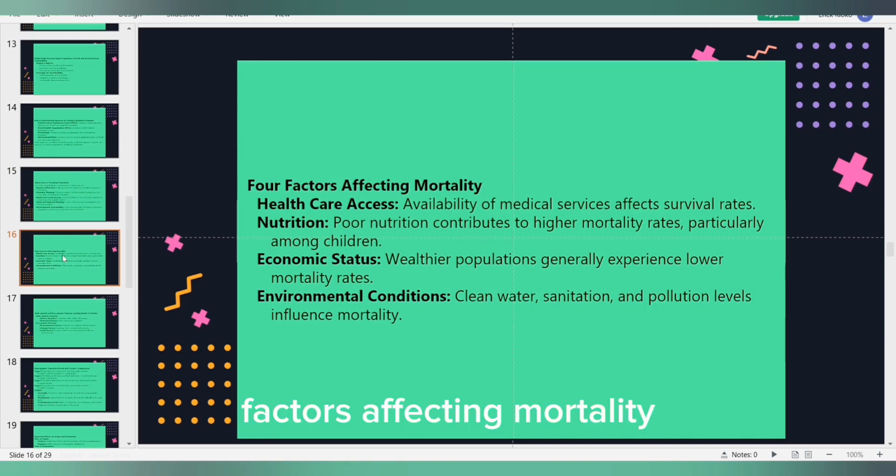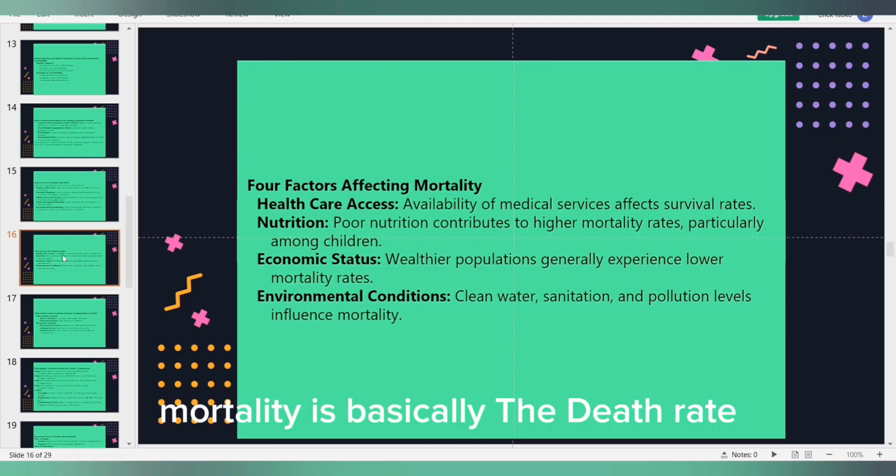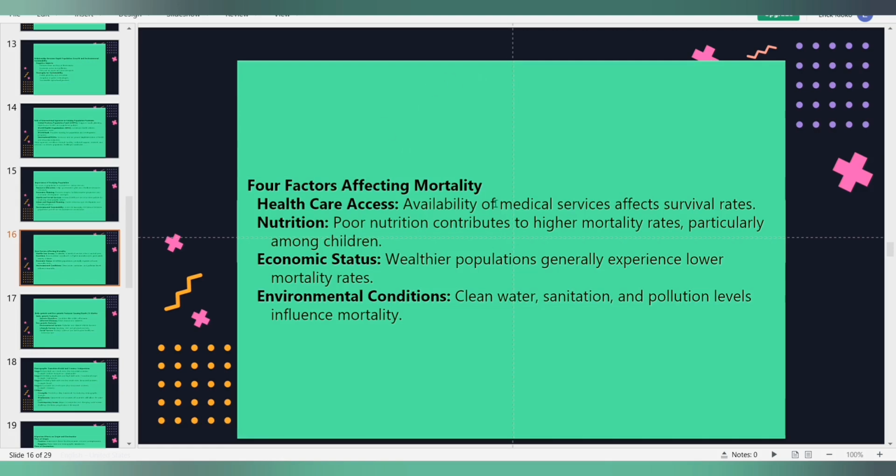Factors affecting mortality. Of course, we have healthcare, nutrition, economic status, and environmental conditions. Mortality is basically the death rate. What causes deaths in a population? Healthcare. If it is poor, we are likely to have more deaths. Nutrition. Poor nutrition, more deaths.